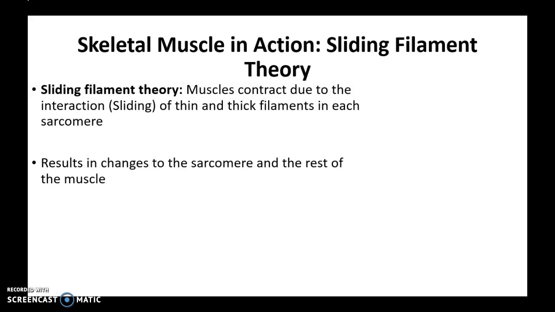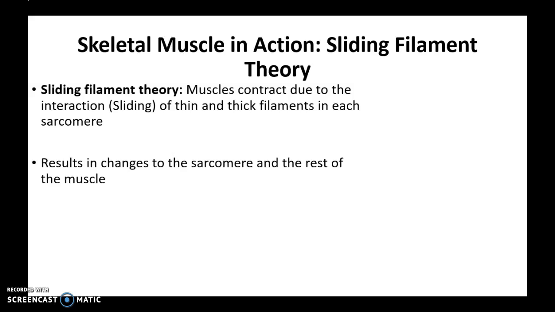Okay, so a sarcomere shortens or narrows when the thick and the thin filaments slide past each other. Can you imagine the thick and the thin filaments sliding past each other, thereby bringing the Z discs closer to the M line? Can you imagine that? And when that happens, it results in shortening of the sarcomere.